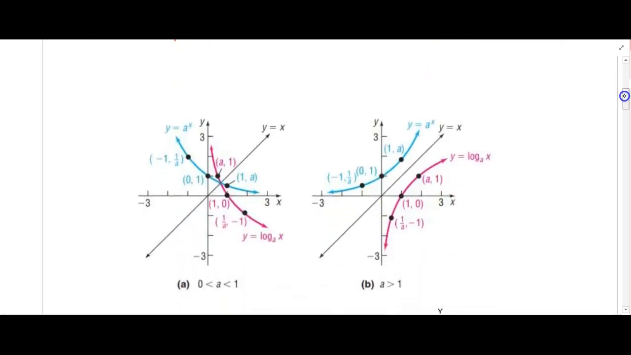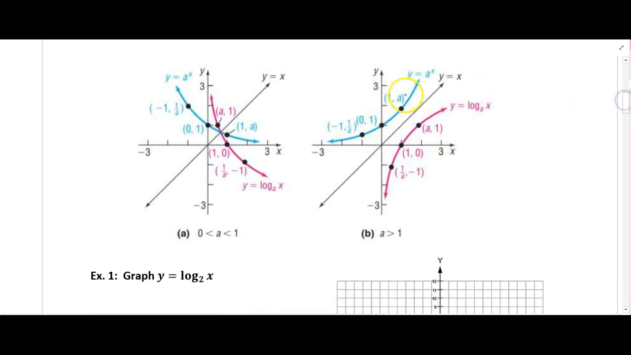exponential form. So when we look at this, remember we talked about in the last chapter that the exponential form and the log form are just inverses of each other, as you see here. If a is between 0 and 1, this is your exponential form because it's kind of like decay. But when we look at the logarithmic form, it's the inverse of it. All the ordered pairs are just reversed. Here we have exponential growth because a is greater than 1.